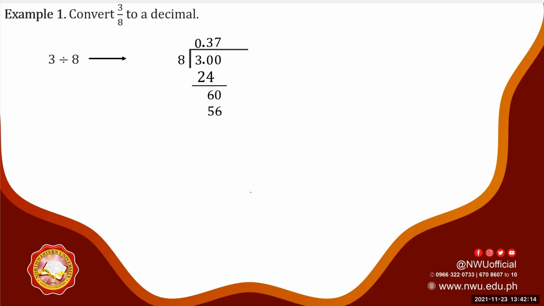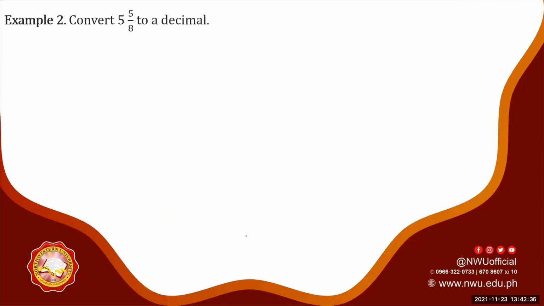And if you continue dividing the numbers, you will come up with the remainder 0 and the decimal number 0.375. That means that the equivalent decimal number of our fraction here, 3/8, is equal to 0.375. So what if the given is a mixed number?